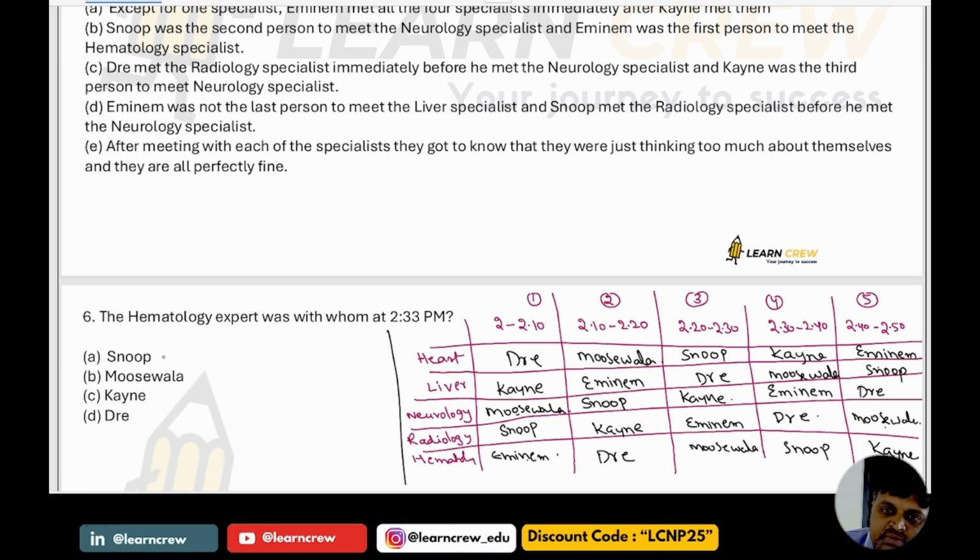Now please see question number 6. Different slots are there, different specialists, different patients are meeting different specialists, and no two patients at the same slot, and no two doctors by the same patient in the same slot. So the hematology expert was with whom at 2:33? At 2:33, the hematology specialist was with Snoop. Yes or no? So the answer is Snoop.